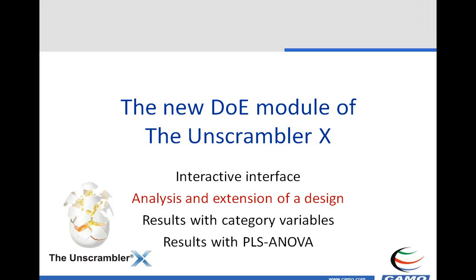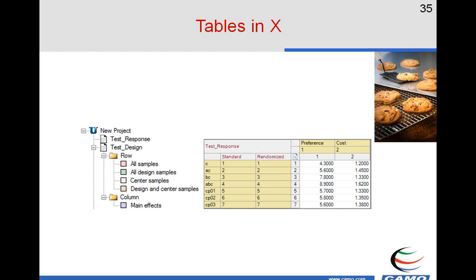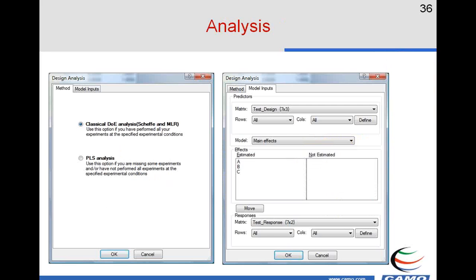Then we have analysis and extension of a design. So here we have the tables, how they appear in the Unscrambler. So we have 2 tables. We have the test response, and then we have the test design. So here the design table is divided into several types of samples, and also several types of variables. So here we only have the main effect because it was a fractional factorial design with 3 variables and then only 4 experiments. So here we have filled up the response variables, preference and cost.